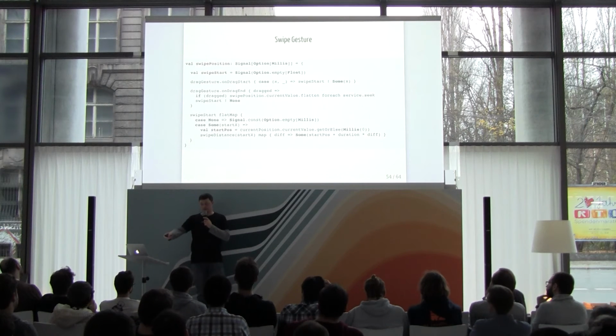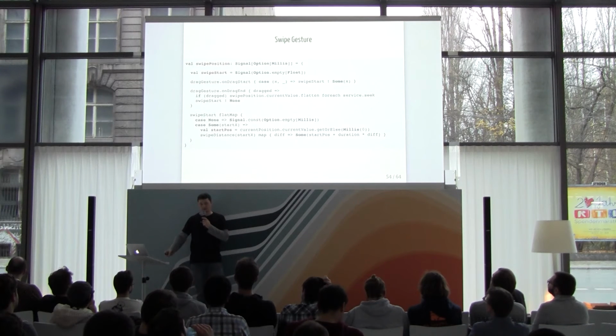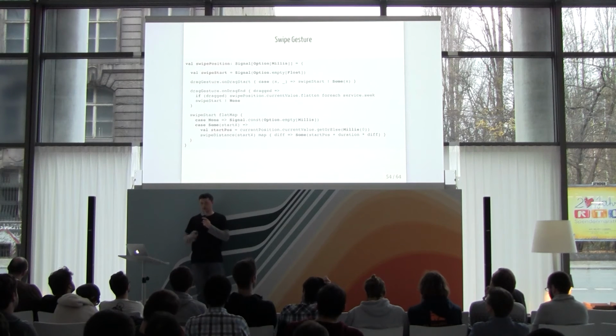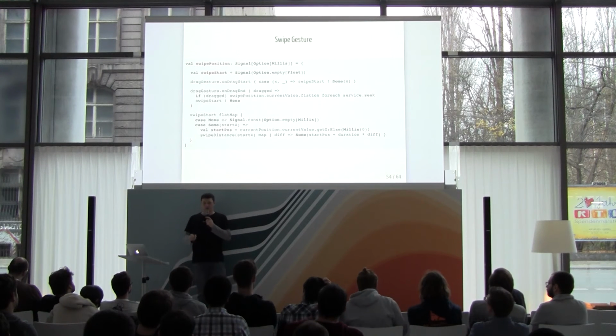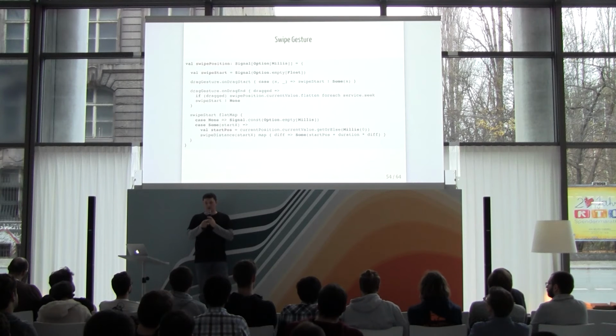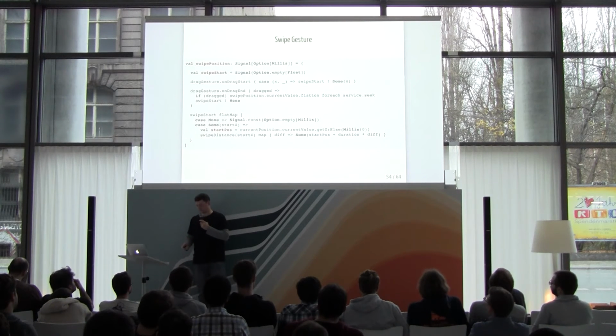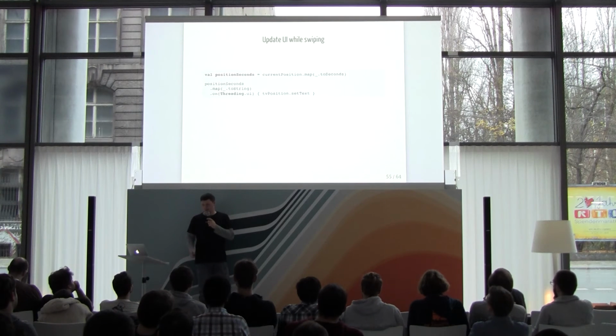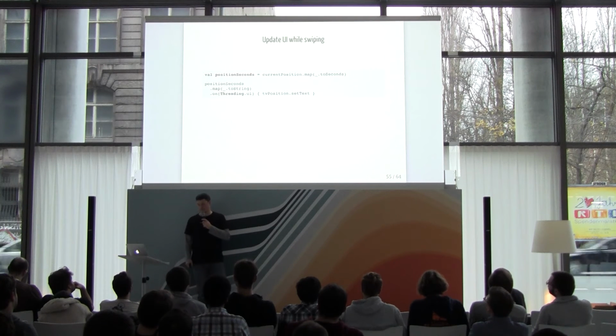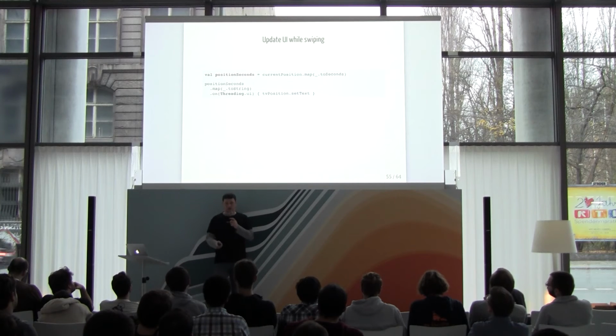So its type is a signal that has a value option of milliseconds. It will be empty if the user is not swiping, and it will be some millisecond value when the user is swiping. And this millisecond value is the position of the song that we are swiping through. It uses these helper signals that we had before. And yeah, so this was handling calling a seek method.